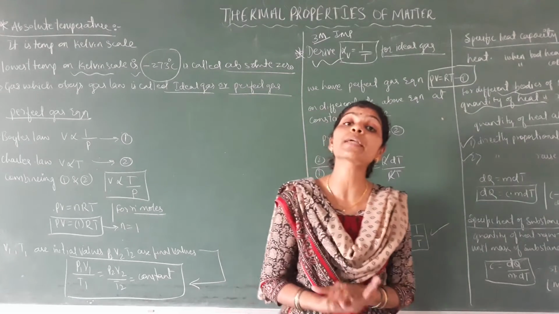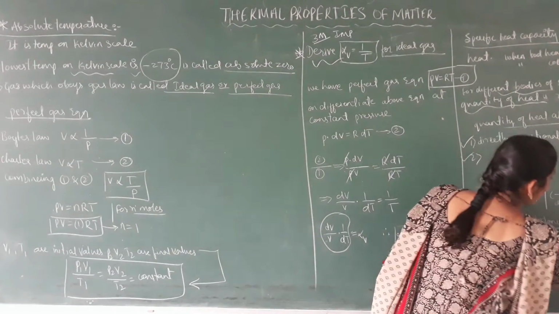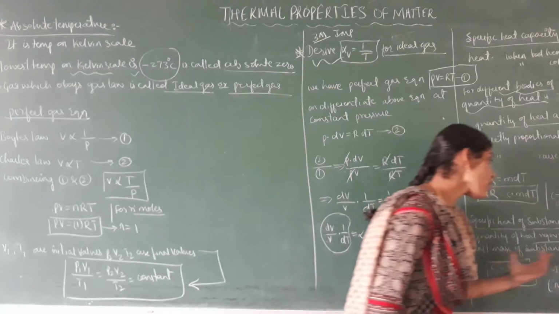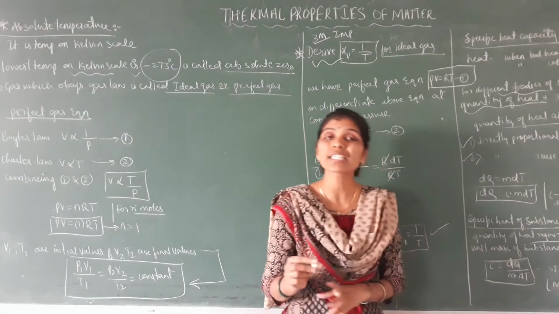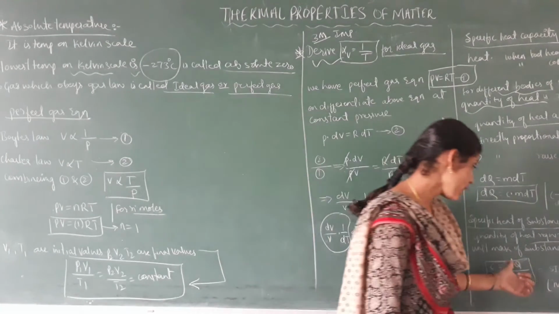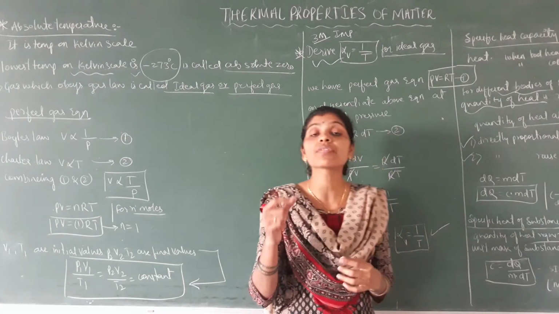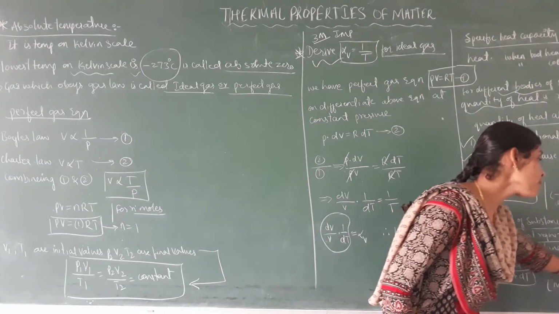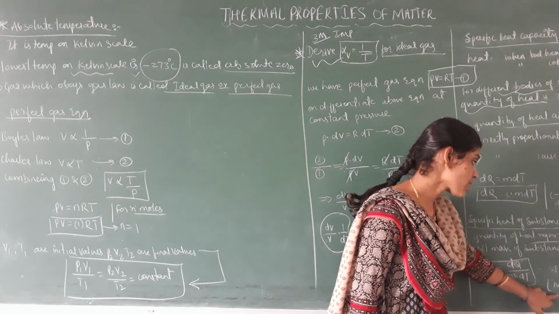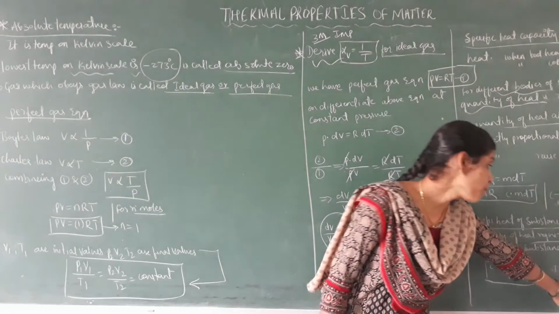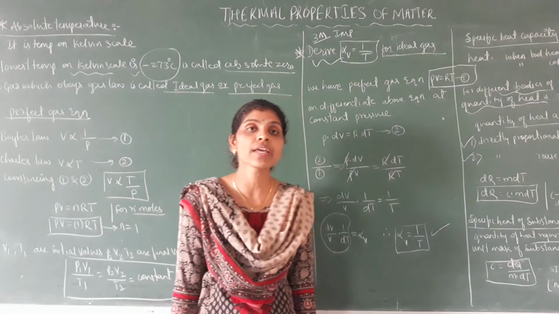How do we define the specific heat capacity of a given object? It is the quantity of heat required to raise the temperature of unit mass of a substance through 1 Kelvin. The specific heat capacity of a substance is given by the formula c is equal to dQ divided by m dT, and it is measured in the SI unit joules per kg per Kelvin. The dimensional formula used to measure specific heat capacity is M0 L2 T minus 2 per Kelvin. So this is all about the specific heat capacity of a substance.